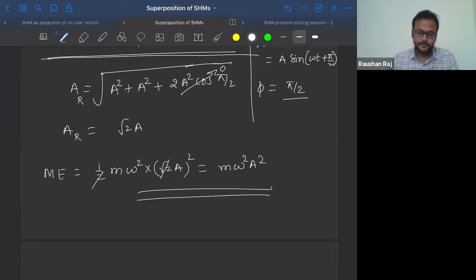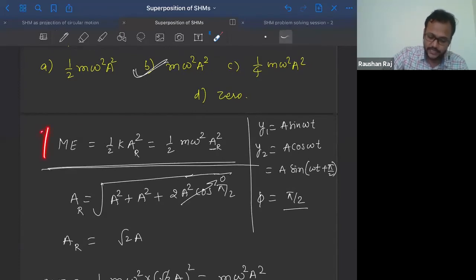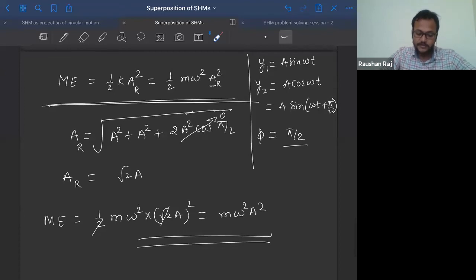So for that, what do we have to find? If you understand this, the mechanical energy formula is this one. Our main aim was to find the resultant amplitude, and the formula for that is this one. Here amplitude A1, A2 is given to us. What was the unknown here? What was the thing that was not given clearly? That was phi.